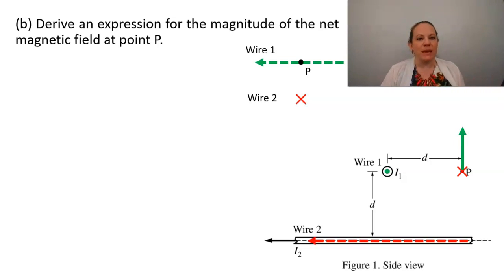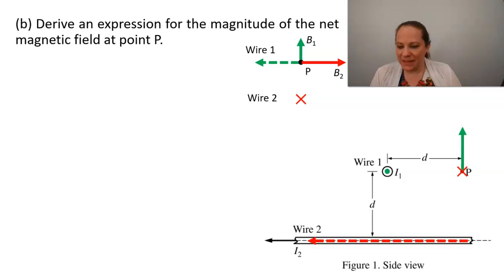And then here's point P that we can see in front of wire 1. So using our right-hand rule again, the magnetic field due to wire 2 is going to be pointing to the right. And the magnetic field due to wire 1 is pointing up. So our two magnetic fields are at right angles to each other. So now we know that we can add them in quadrature, using the Pythagorean theorem.